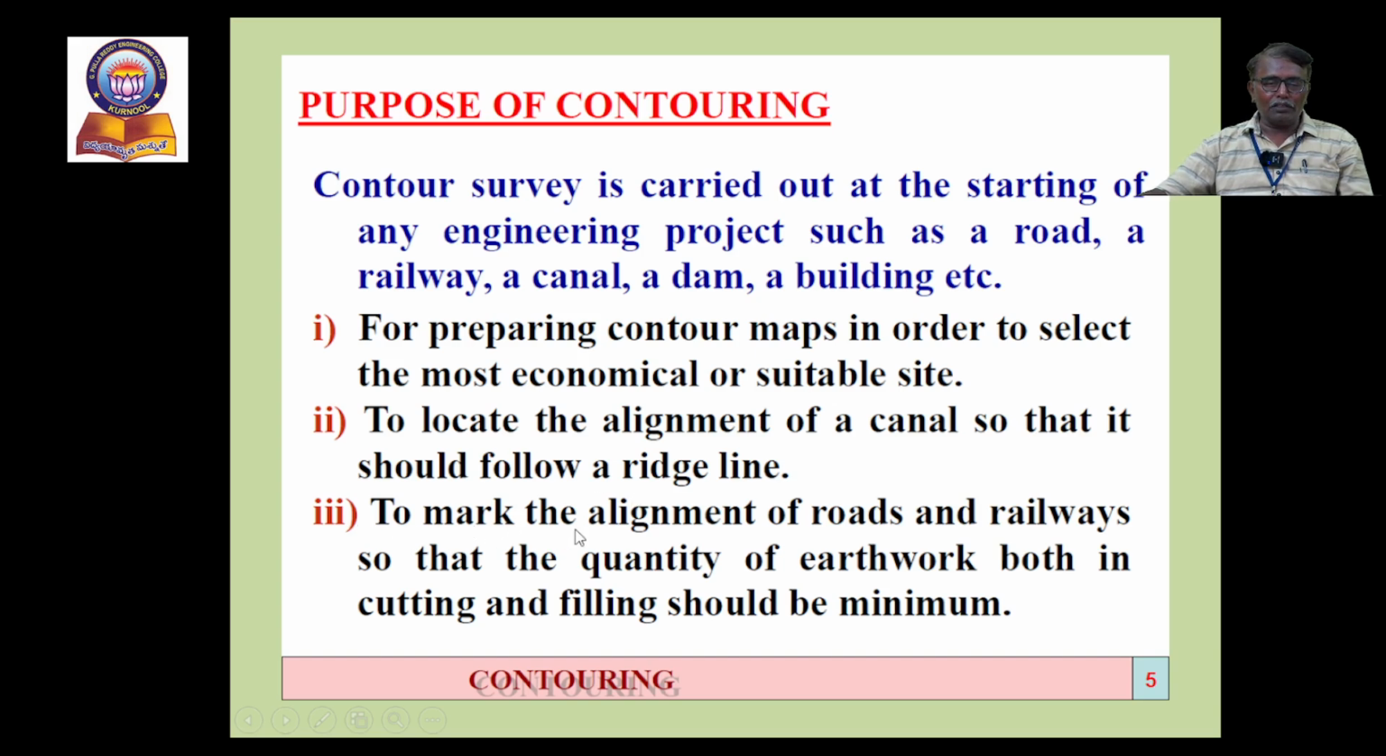Next, to mark the alignment of roads and railway lines so that the quantity of earthwork, both in cutting and filling, should be minimum. Generally a railway line will be on an embankment, and sometimes cutting may be there. So when a hill track is there, cutting will also be there. So both the works, the cutting and embankment filling, will be minimum. Like that, you have to select the alignment of the roads by using the contour maps.